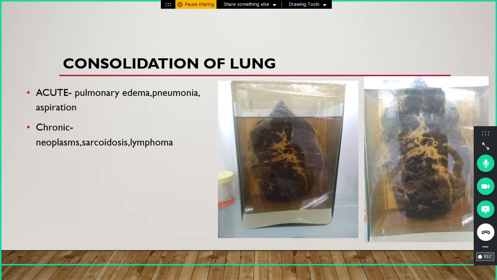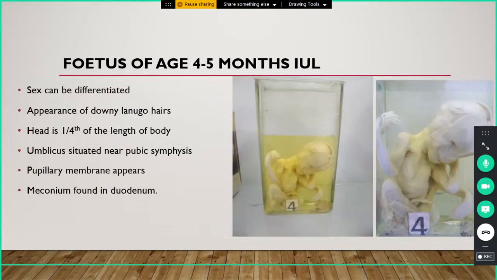This is another specimen of lung showing consolidation. The acute causes are pulmonary edema, pneumonia, or aspiration, and chronic are neoplasm, lymphoma, sarcoidosis. This is a specimen of fetus in our museum. The age of this fetus is 4 to 5 months of intrauterine life.